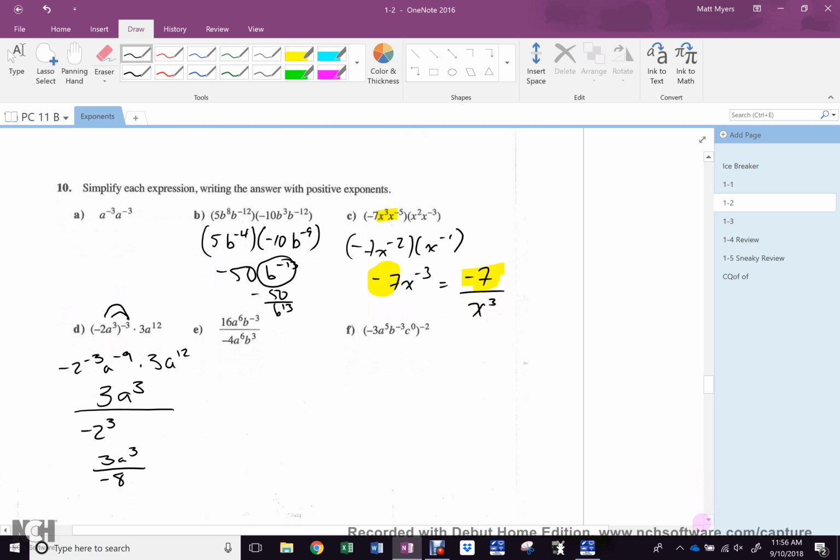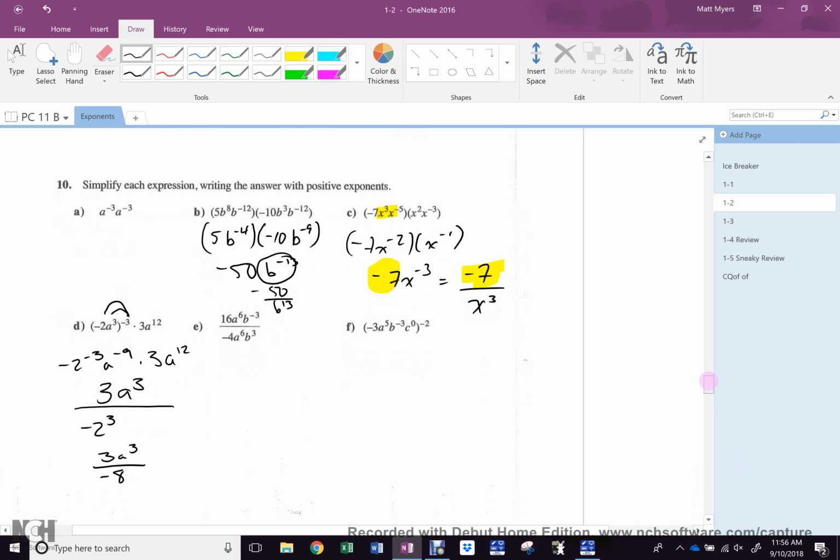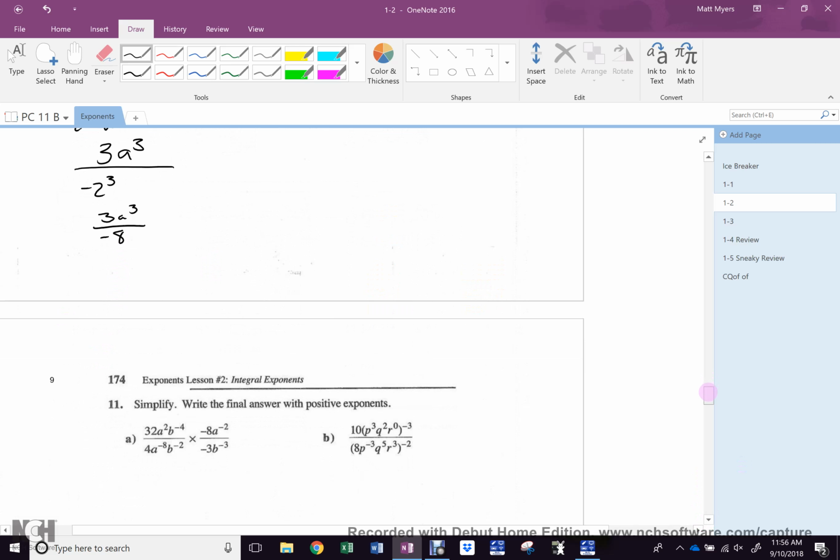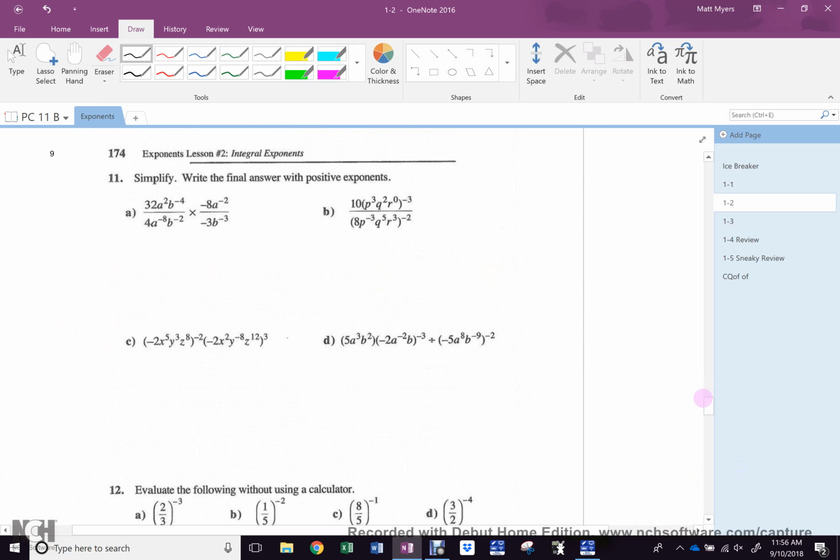Anybody else from page 8? Loverly. Page 9, anything? 11D. Okay, so I would simplify that first. Then I would simplify that. Then I would stack them on top of each other. So this first yellow part is 5a^3b squared times negative 2.